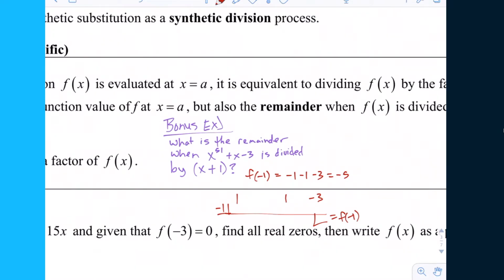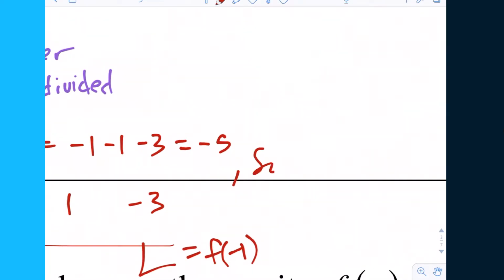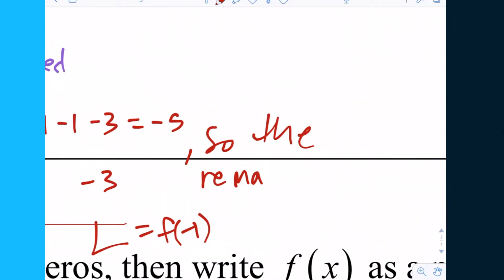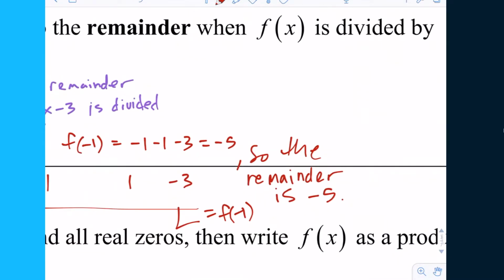That's correct, yes. Yeah, good. So, answering the question, thank you for keeping me honest. So the remainder is negative 5. Ergo, x plus 1 is not a factor. You can add that, but I didn't ask that. Okay?